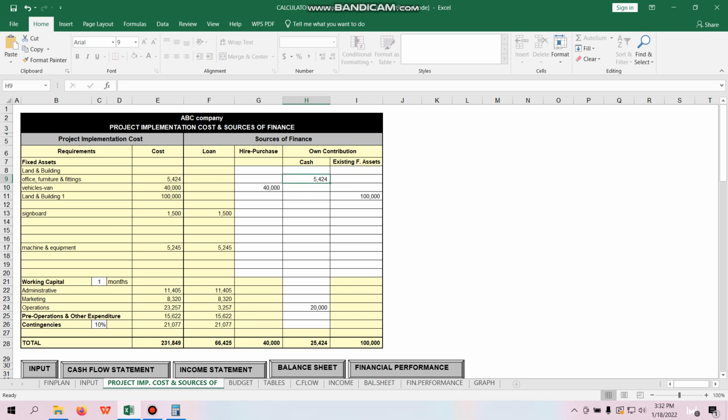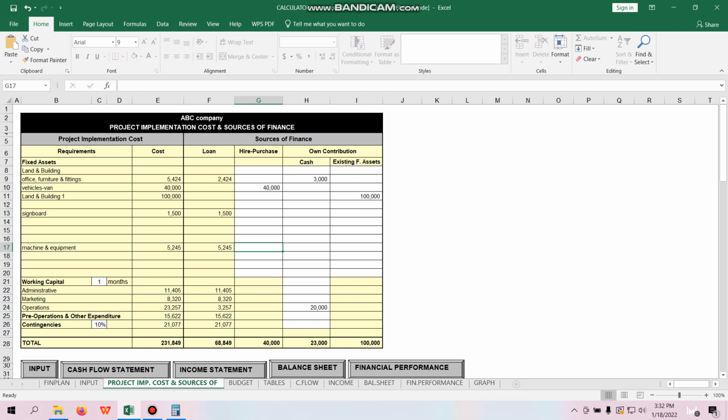All right, or maybe you want the combination of that. Let's say this 5,424, you want to pay about 3,000 only. Okay, 3,000 only, pay by cash, meaning that the rest by loan. But you cannot put by hire purchase, because hire purchase, as I told you, that one is only applicable for the vehicles. All right, if you want to put hire purchase, I think this one is also okay.